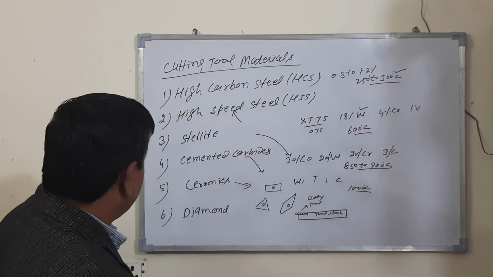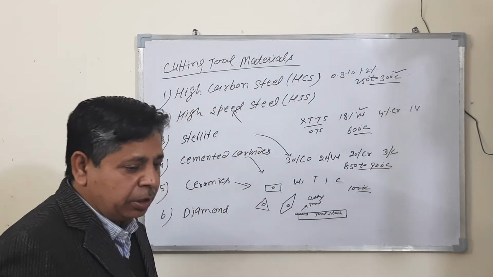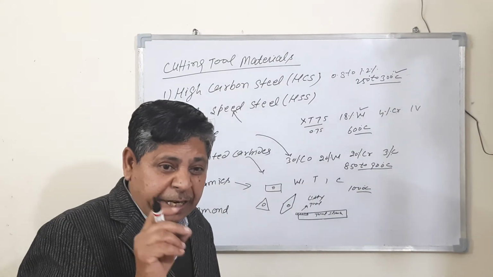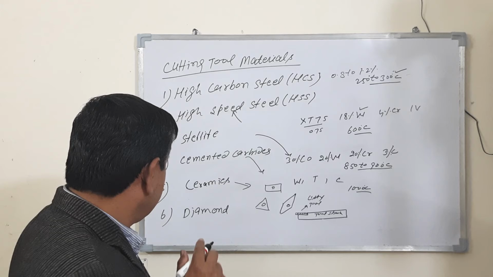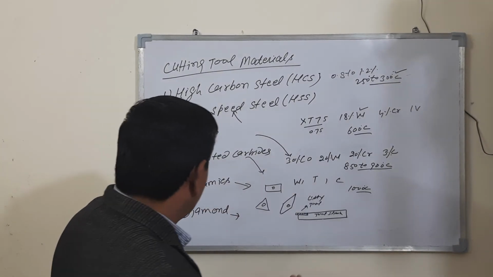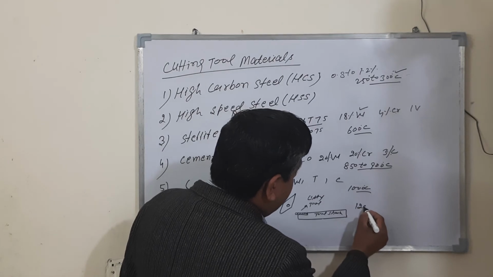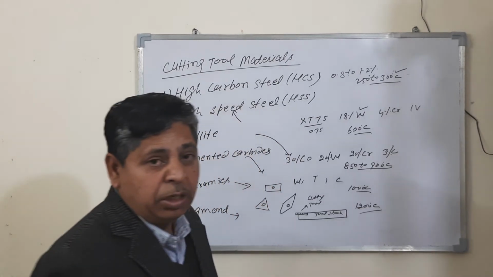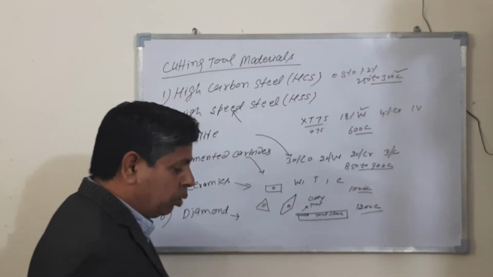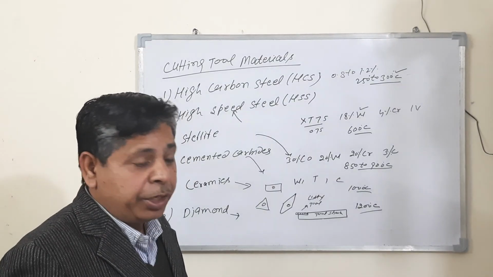The ceramic tools cannot be machined. They are only ground for machining purposes. The ceramic tools retain hardness up to 1200 degrees Celsius without any loss of hardness. The diamond tools are very hard and brittle.